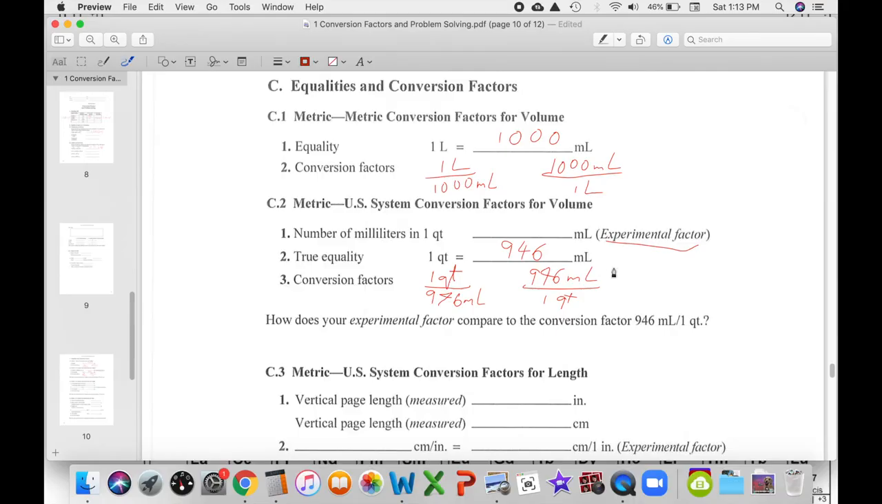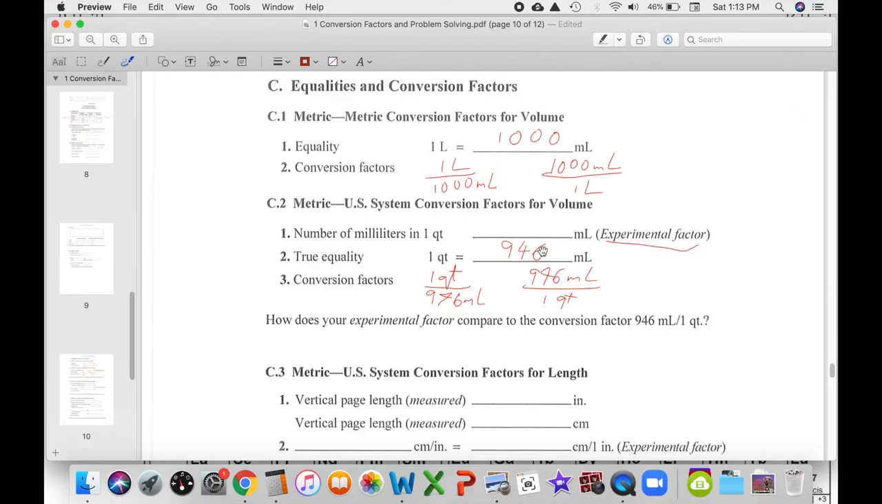Okay, so if you want to answer this question over here, how does your experimental factor compare to that conversion factor? All they're asking for is that numerical comparison. So whatever this number winds up being when you measure this using your measuring cup, really just asking like, is it greater? Is it smaller? Is it about the same? Is it really close to the number? Is it really far off? That sort of thing. Hopefully you should have a number that's relatively close to 946.